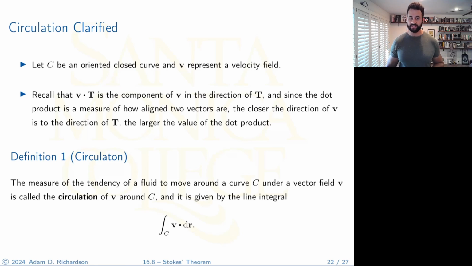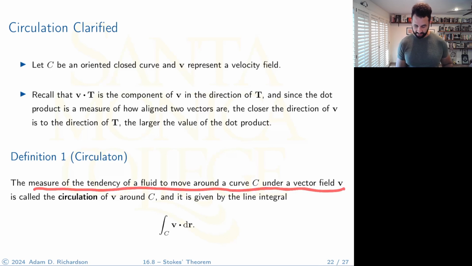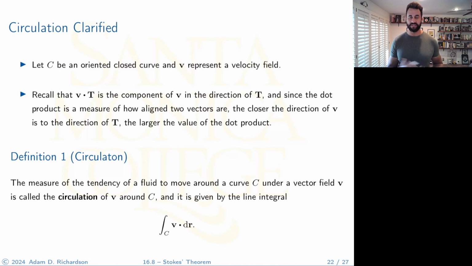So how do we define circulation? Circulation is the measure of the tendency of a fluid to move around a curve C under a vector field V. That's what circulation is. And how do we compute it? We compute it using a line integral, this line integral right here. It's literally just measuring the tendency of a fluid to move around that curve under the forces given by this vector field V. All right, that's what circulation is.